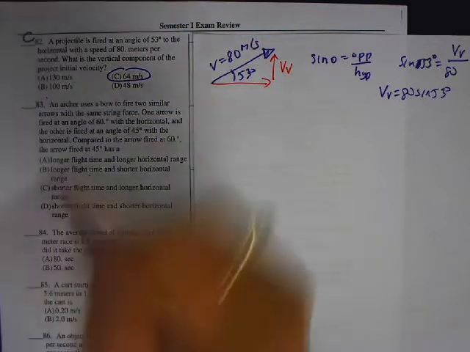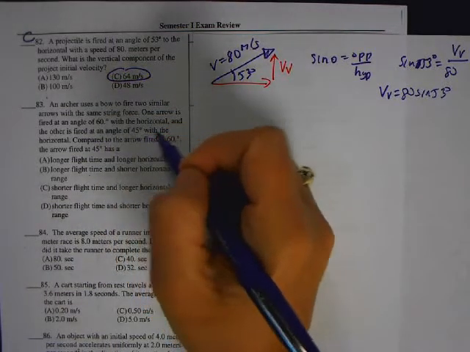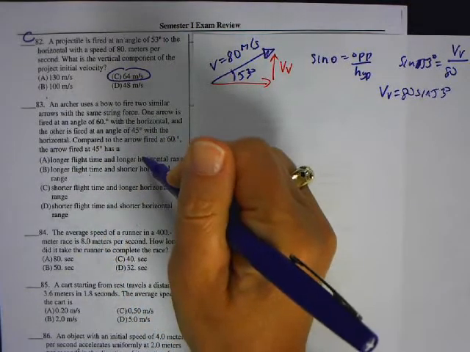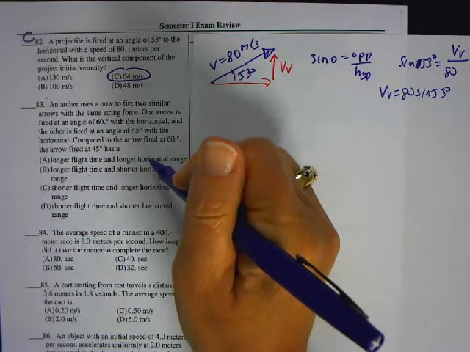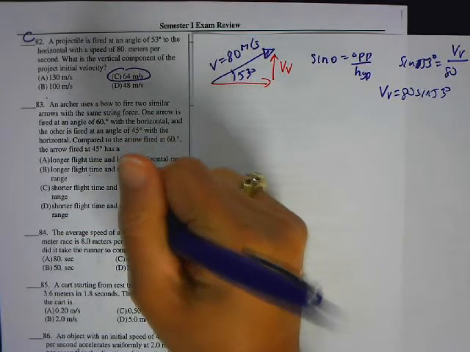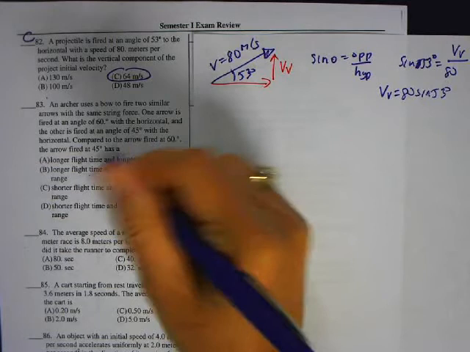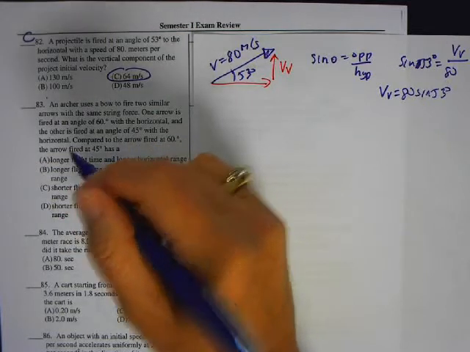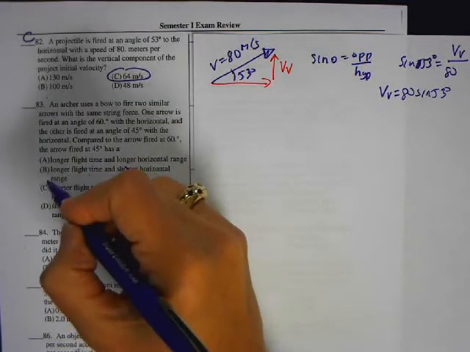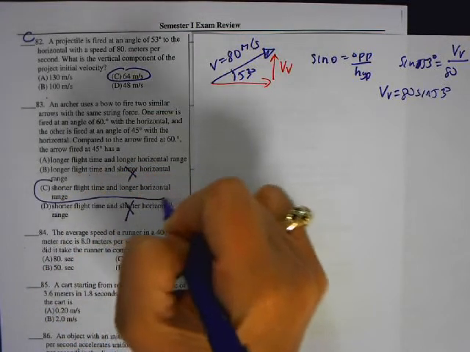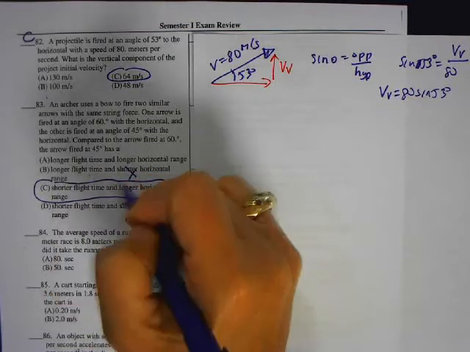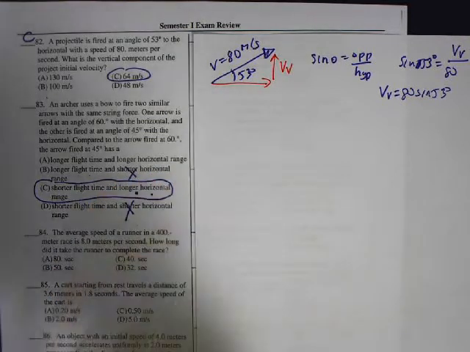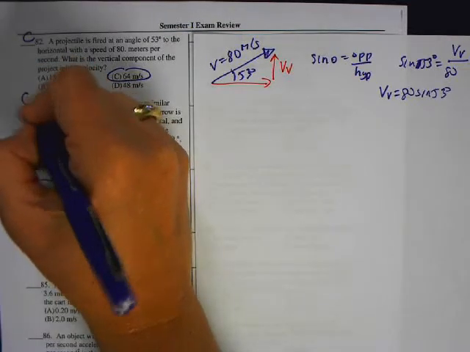45 degrees. So let me see. Compared to the arrow fired at 60, the one at 45 is going to have a longer horizontal range, right? So I'm going to eliminate this and eliminate this. Then I start looking at the other choices as far as the flight time. Remember we looked at the ones that were complementary to each other? So this one's going to have the longer horizontal range, but it's going to have the shortest flight time. So the answer is C.